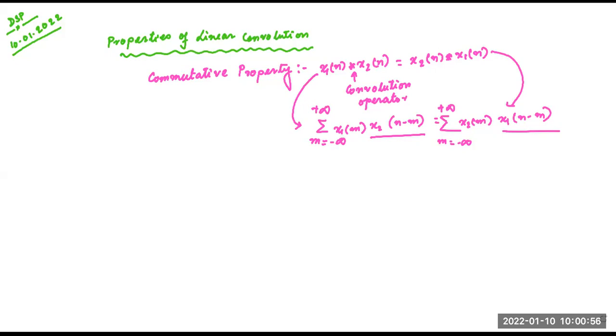So that is the commutative property. The next property is called associative property. A-S-S-O-C-I-A, associative property.